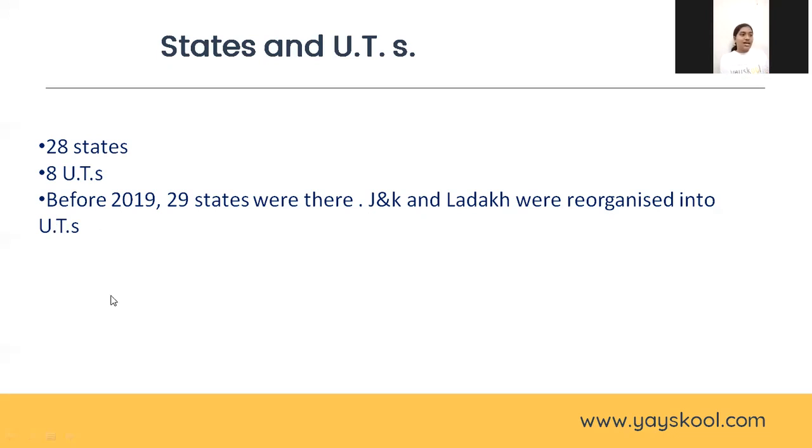Okay, just understand that. So in the year 2019, the Jammu and Kashmir Reorganization Bill was passed and it divided Jammu and Kashmir state into Jammu and Kashmir union territory and Ladakh union territory. So this is why now we are having 28 states and 8 union territories.